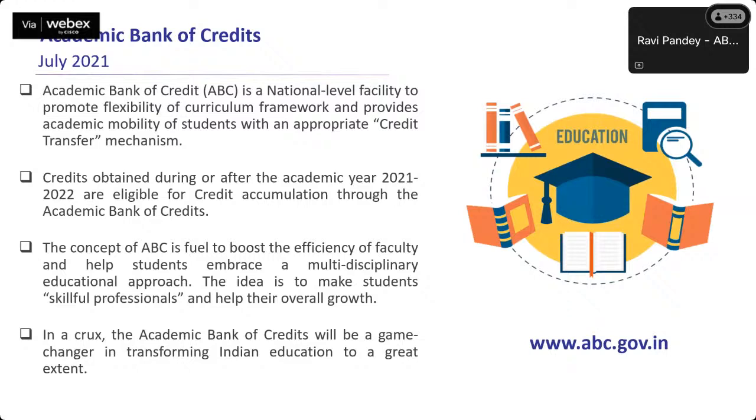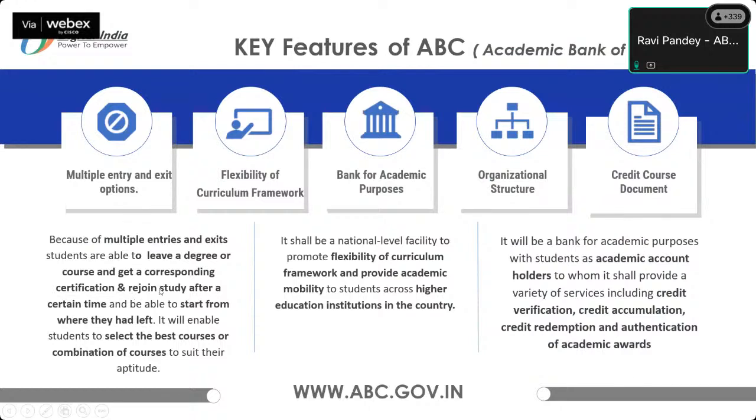So in simple terms, the students who got admitted in the batches of 2021-22, 22-23, 23-24, and maybe 24-25, because the admissions might be going on or might just have completed, these 4 batches as of now are applicable and covered under the Academic Bank of Credits. Moving forward, these are the points which we just discussed. These are the elaborate points. Because of multiple entries and exits, students are able to leave a degree or course and get a corresponding certification. As I said, if I stop my 4-year course after 1 year, I can get a certificate as per NEP.